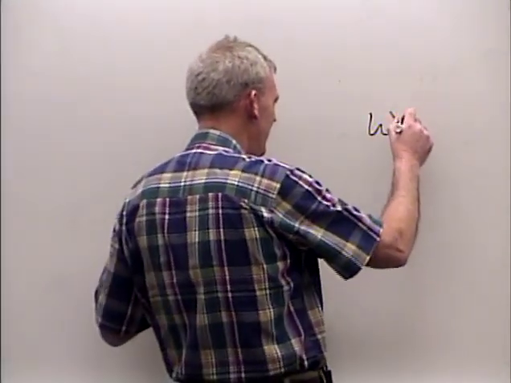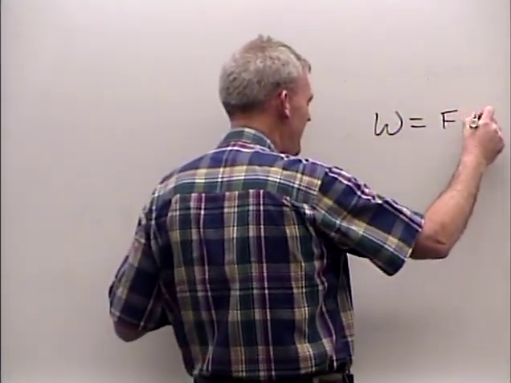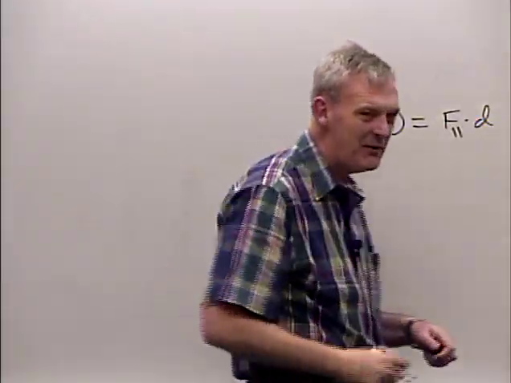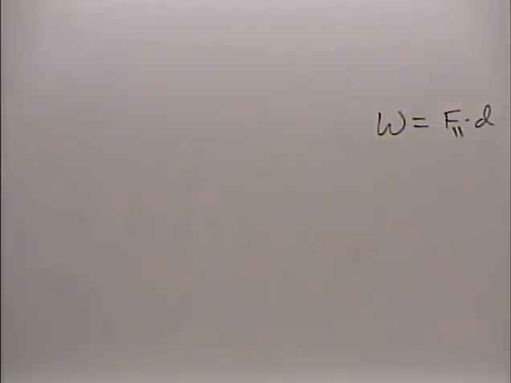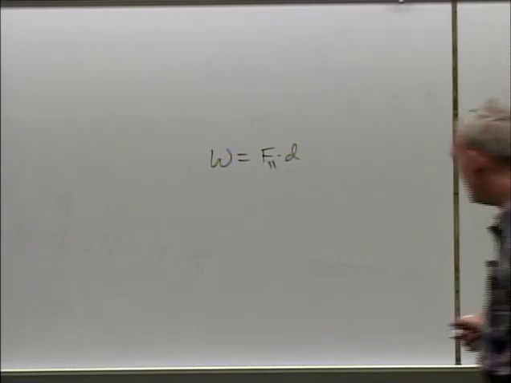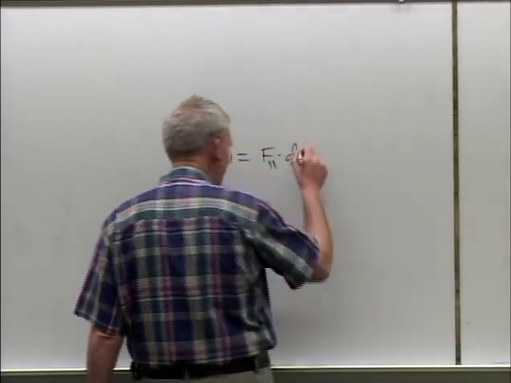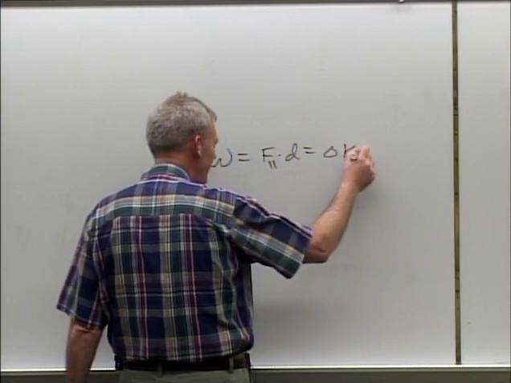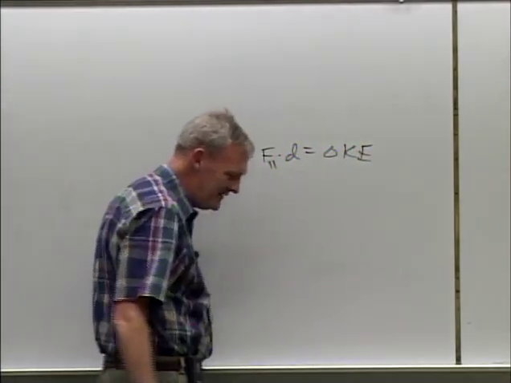Oh, yeah, 5-6, I'm not going to do it. It's in the book. But remember, when you get that force, remember, work equals force times distance, but it's the parallel force. So you got to do that cosine one more time on that guy. And this equals our change in kinetic energy. The work in the system equals the change in kinetic energy.